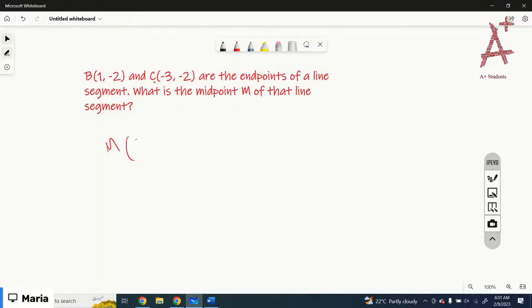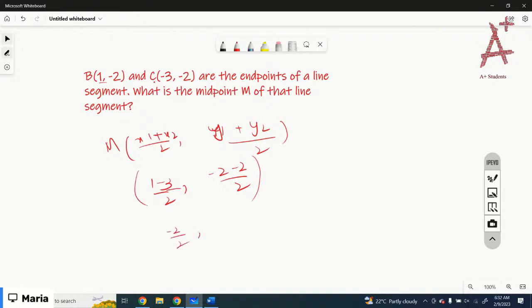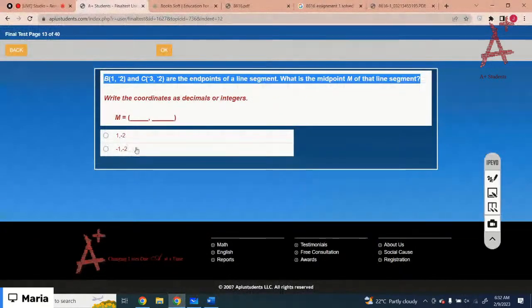So for the midpoint, you have to add x1 plus x2 over 2 and y1 plus y2 over 2. Got it? So it is 1 minus 3 over 2 and -2 minus 2 over 2. So 1 minus 3 is -2 over 2, and -4 over 2. When you divide them both by 2, it would be -1 and -2. Got it? So the correct option is -1, -2.